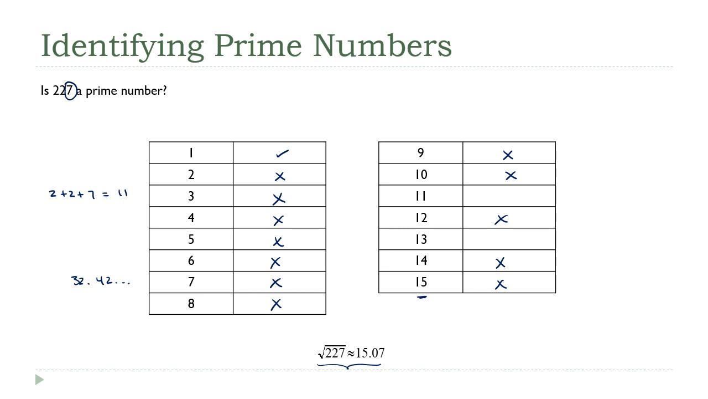227 divided by 11 is 20.63 something. Again, not an integer. So 11 isn't a factor. And finally, 227 divided by 13 is 17.46 something. Also not an integer. So what we've seen here is that the only factors of 227 are 1 and 227, which means the answer to this one is yes. 227 is a prime number.